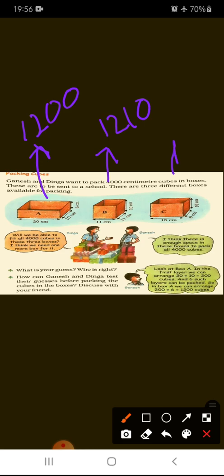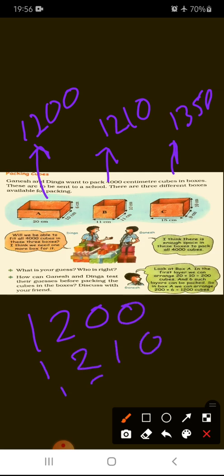Now in the first one, how many cubes can come? It was 1200. Now in the second one, it is 1210. Now in the third one, let's see, it is 1350. So just add them. What will we get?